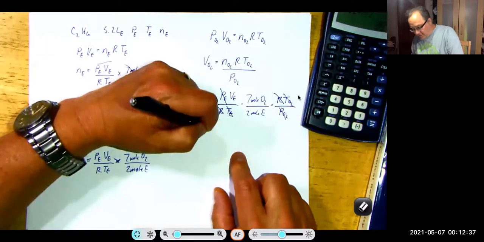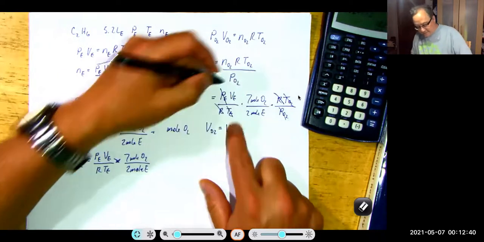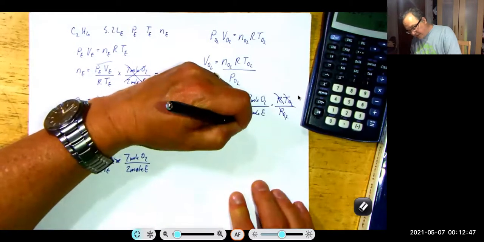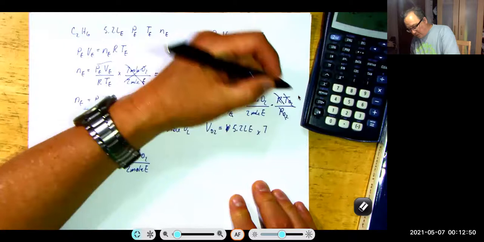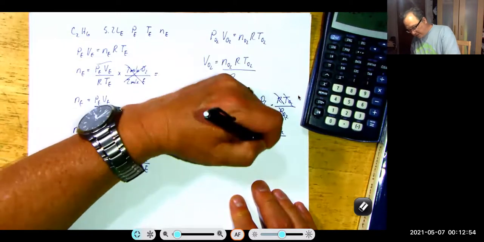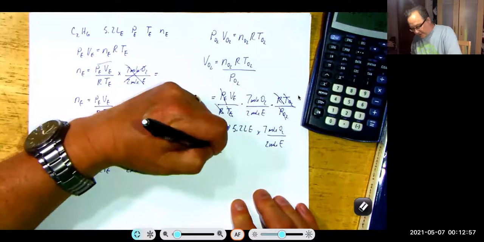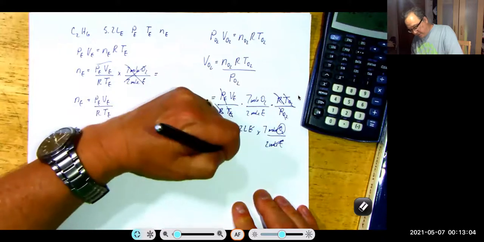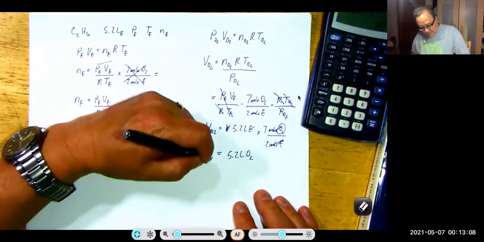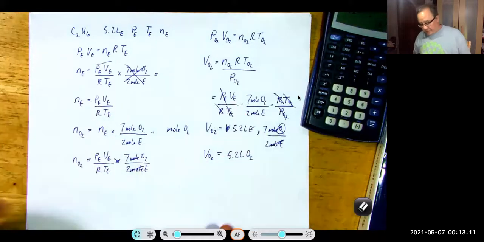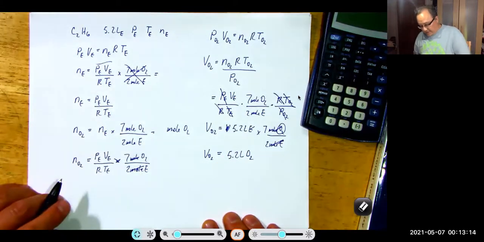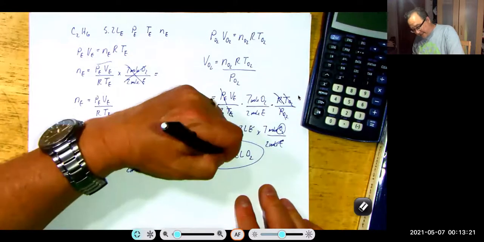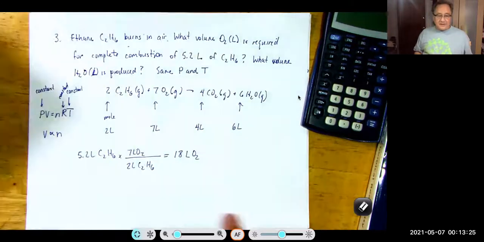So the volume of O2 is simply going to be the volume of ethane, which happens to be 5.2 liters, 5.2 liters of ethane times 7 mole of O2 over 2 mole of ethane. And we're going to find out that these moles actually cancel, and the ethane cancels, and we're left with O2, and you get 5.2 liters of O2. I should have left these off because it's really just a ratio, 7 O2 to 2 ethane. So there's the answer that we get, 5.2 times 7 over 2, which happens to be 18, which is the same answer we got here.